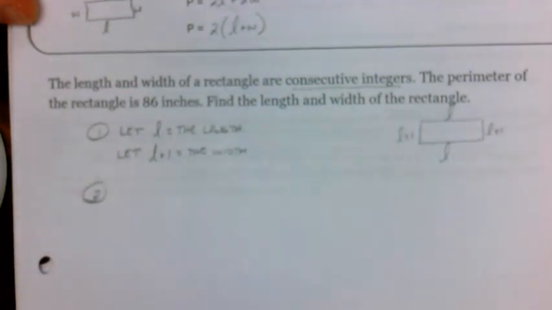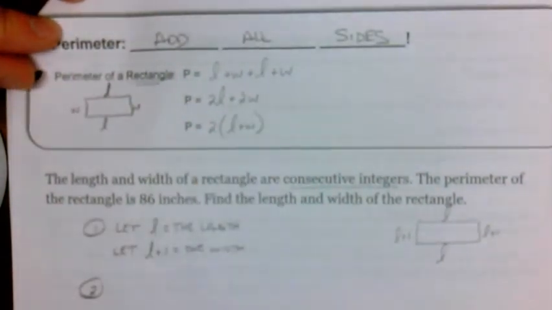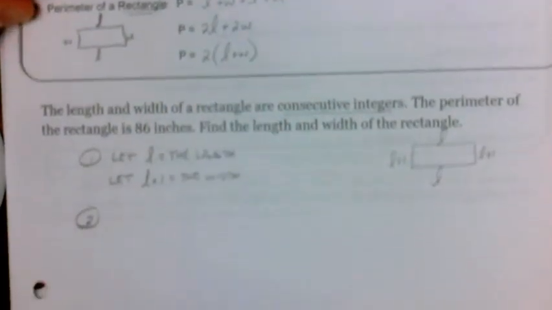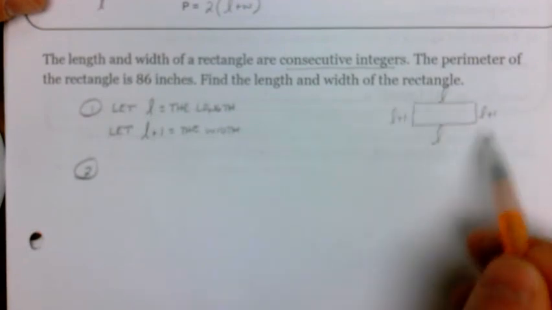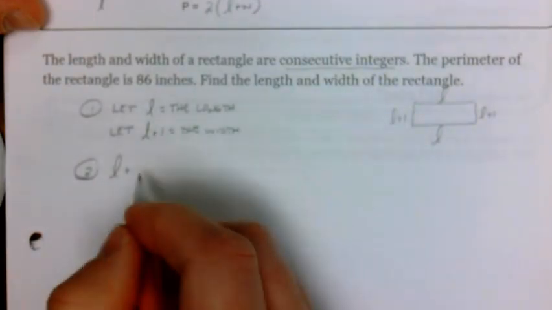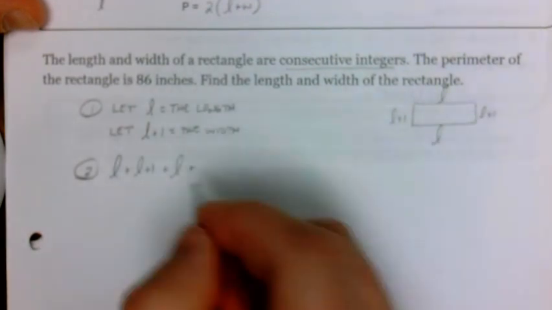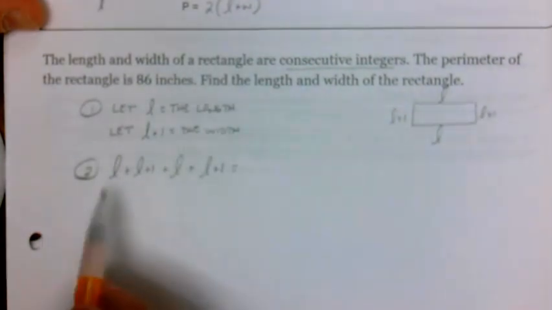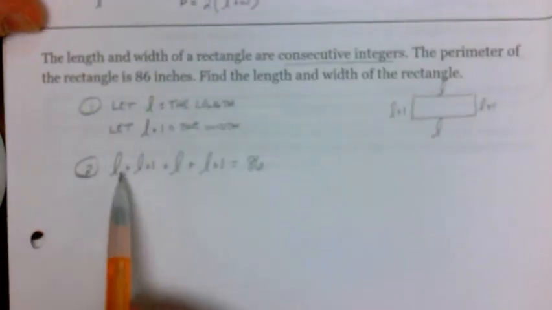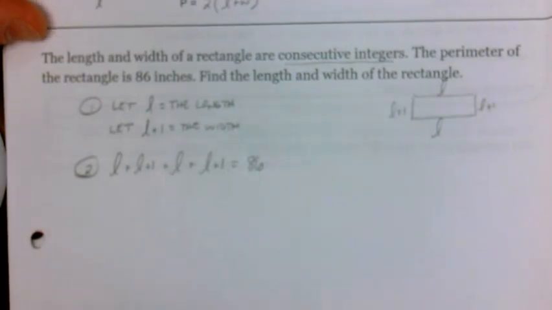Now I'm going to go ahead and make my equation. And again, I've got 3 different ways that I can set this up. Any of the 3 ways will be fine. Okay, so actually if I just take this first one here, I'm going to be home free. I'm just going to add up all of the sides together. So if I take the length and I add the width, L plus 1, and then I add the length again, and then I add the width again, L plus 1, that equals the perimeter, which in this example is 86 inches. Okay, so the length plus the width plus the length plus the width equals 86.